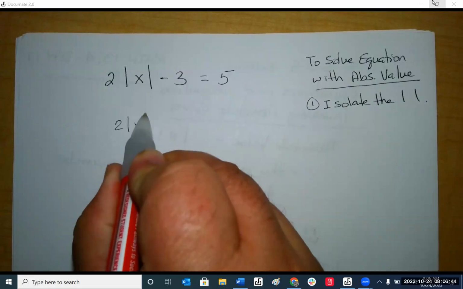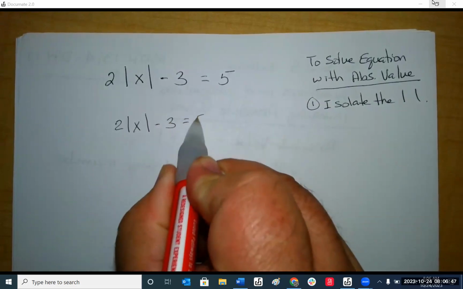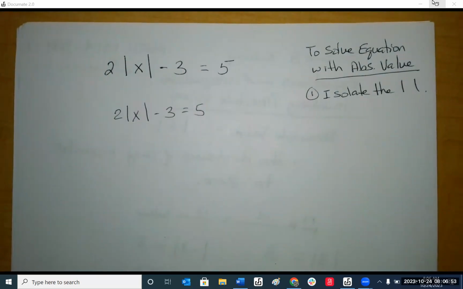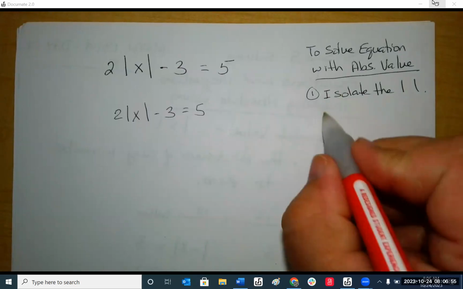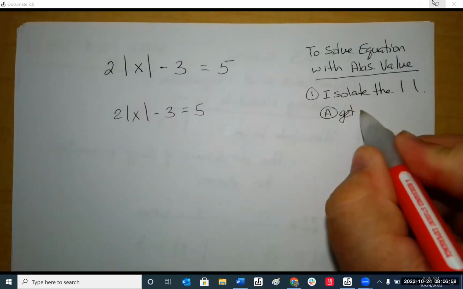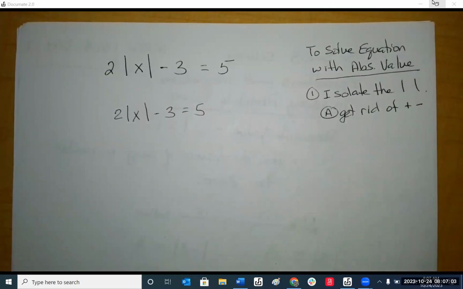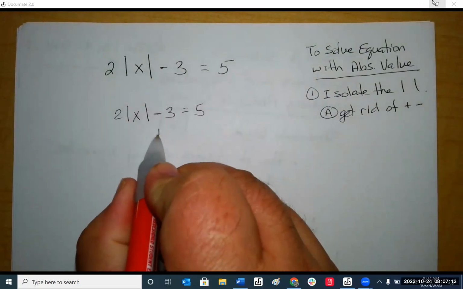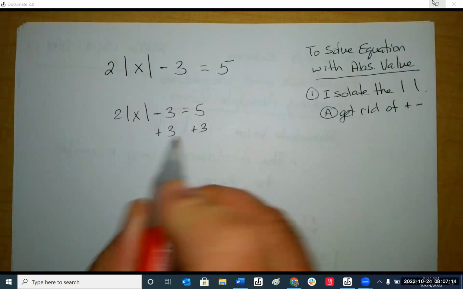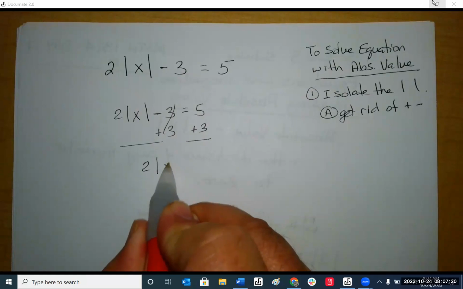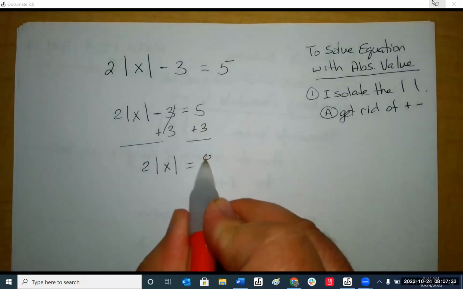So what do we have to get rid of first? First, get rid of plus minuses. Anything added or subtracted to the absolute value goes away first. So we have a negative 3. So we add 3 to both sides. 5 plus 3 is 8.